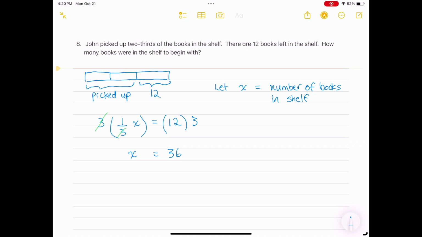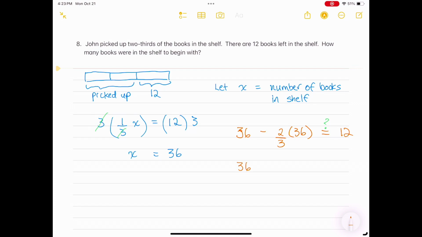Is 36 the total number of books on the shelf to begin with? So we ask the question, 36 minus 2/3 of 36, the number of books that John picked up, does that leave 12 books, which is the number of books left on the shelf? So that equation would be 36 minus 2/3 times 36. Does that equal 12?